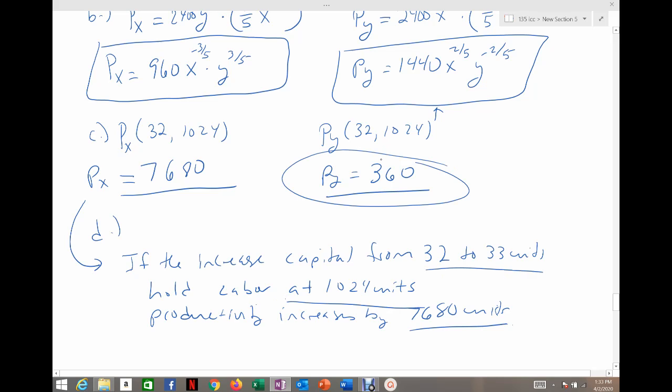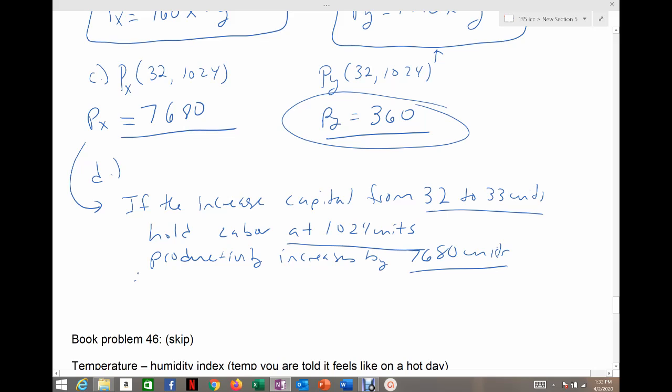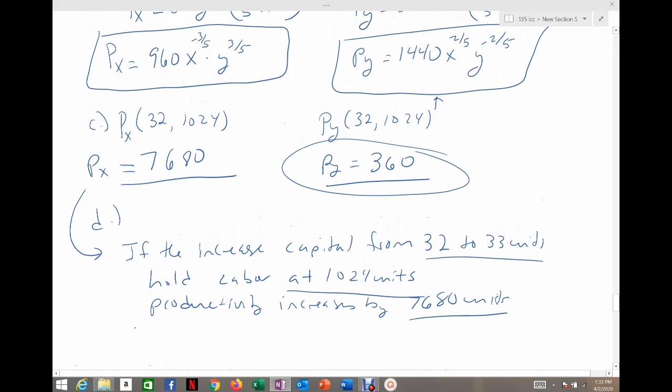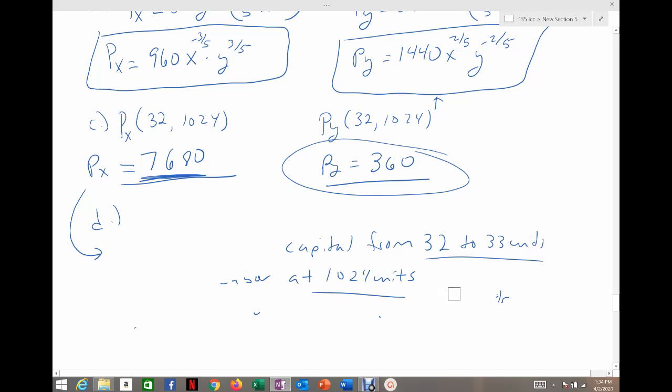Now I'm going to interpret the y part. So underneath that, all right, maybe not underneath that. So I'm going to erase it, and then so there's x. So hopefully you have it. So again, the interpretation of the x part is x is changing, which is my capital changes. So we increase capital from 32 units to 33. Labor is constant at 1,024. What that does, it increases my productivity by 7,680. All right, so now I'm going to do the other one. So I'm going to erase this because I didn't really have enough room to write it underneath. So I'm going to erase it and write it here.